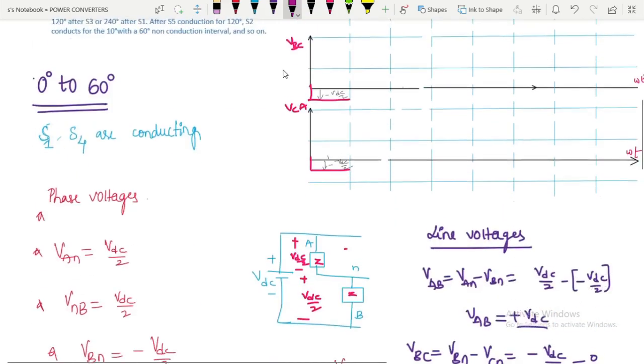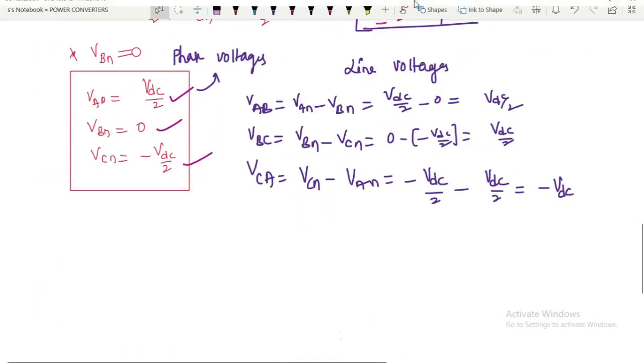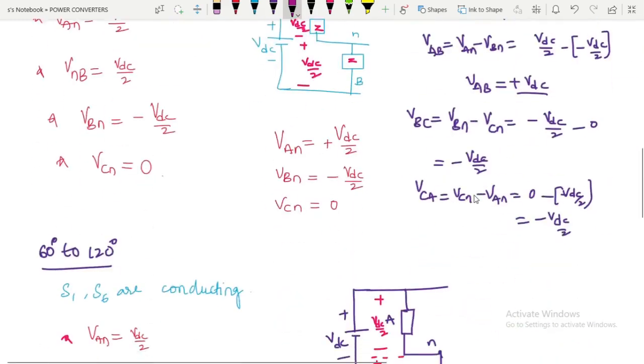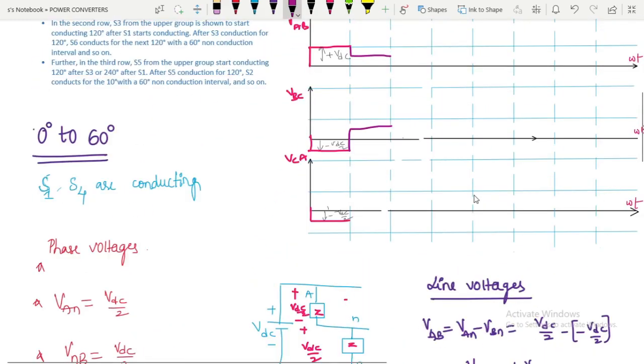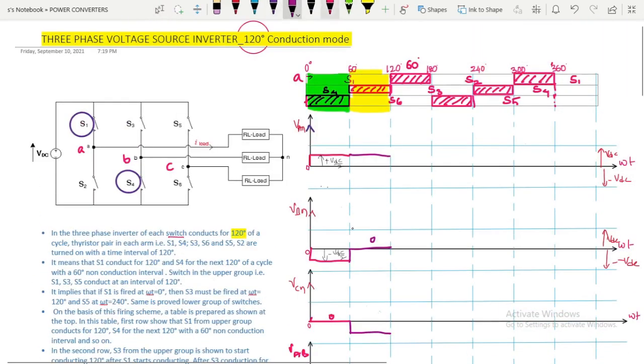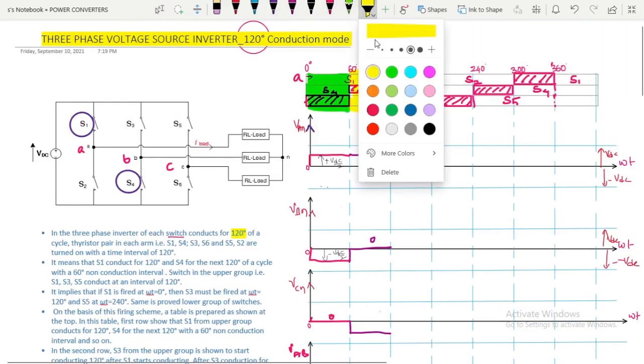Okay, so let us see the line voltage here. Line voltages are VDC by 2, VDC by 2 and minus VDC. So this is minus VDC. Okay, so this is the behavior of the waveforms. Now let us see for 120 to 180 degrees.